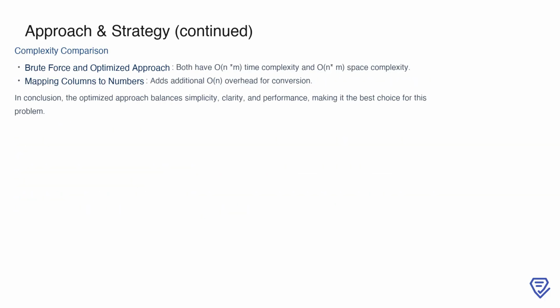When comparing the complexity of the approaches, both the brute force and optimized methods share the same time complexity of O(n * m), where n is the number of rows and m is the number of columns, as well as a space complexity of O(n * m) for the result. However, mapping columns to numbers introduces an additional O(n) overhead for the conversion, which makes it less efficient overall. In conclusion, the optimized approach strikes the right balance between simplicity, clarity, and performance. By leveraging the direct relationship between column letters and their ASCII values, we achieve an intuitive and effective solution that meets the problem's requirements with minimal overhead.